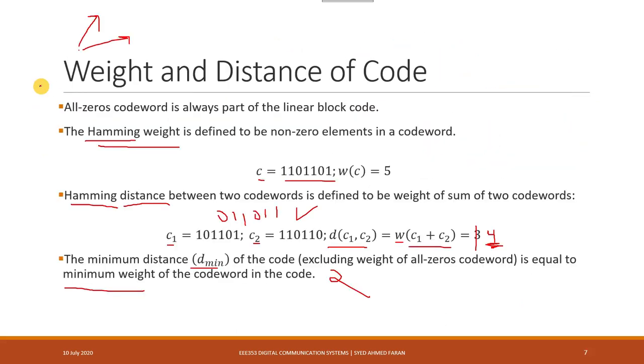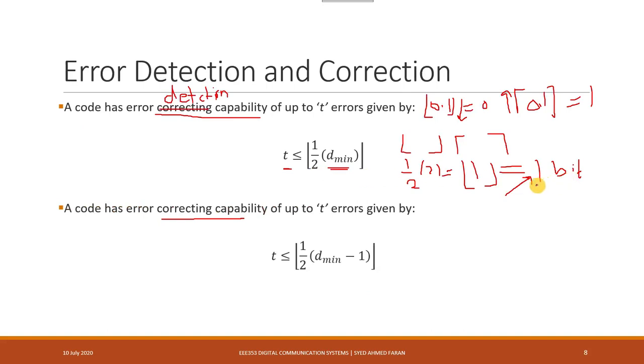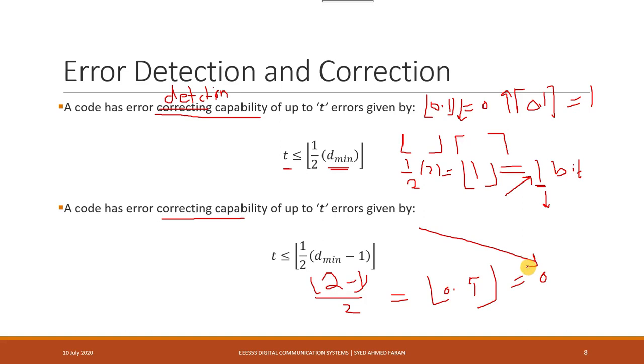So the property says that I can detect 1 bit in error, and I can correct either 1 bit or fewer bits if the detection capability is 1 bit. So this is the value of t for us. So how much is the error correction capability? The value of d min is 2, 2 minus 1 is 1, 1 divided by 2 is 0.5. So the floor of 0.5 is equal to 0. As I said, this particular code cannot correct any error. It has a correction capability of 0 bit.